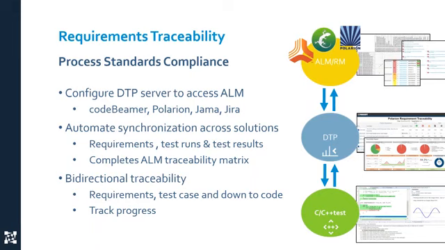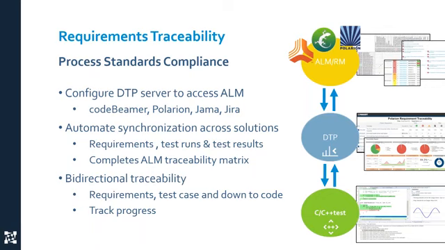So the requirements can flow into C/C++test where the user will have visibility and can create the test cases based on those requirements. After the C/C++test user links the test cases to the requirements and executes them, DTP will export all this data, the traceability, the test results, and test runs, into the ALM tool where the requirements originated from.